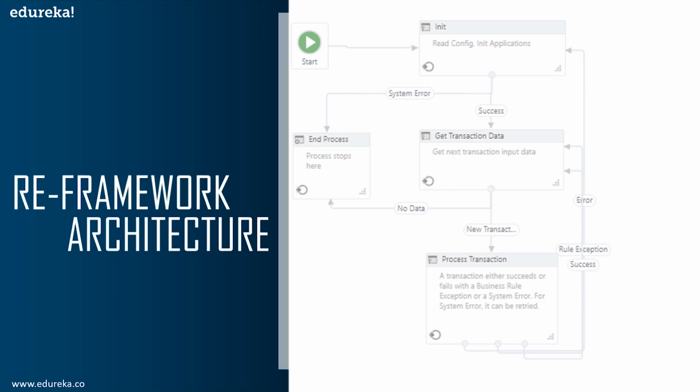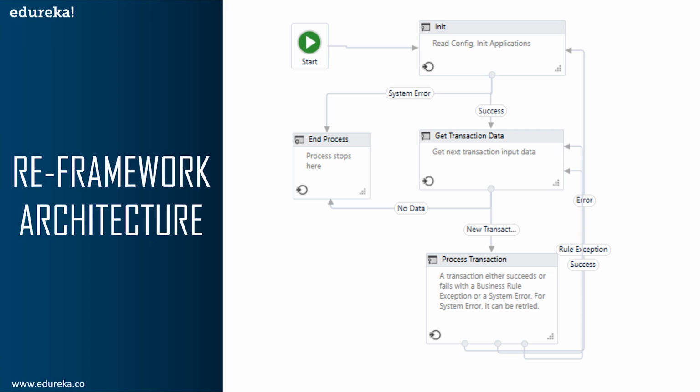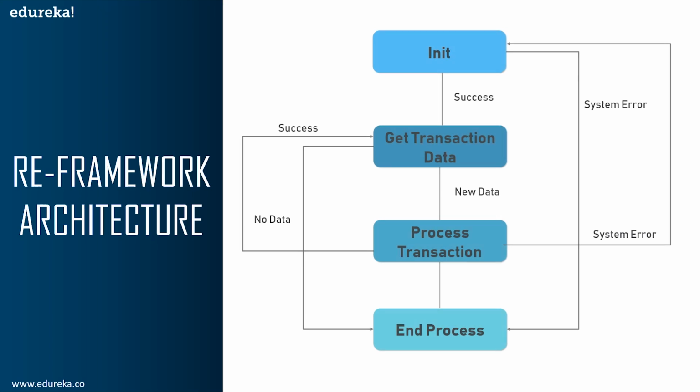So the RE framework architecture basically uses the state machine diagram, as you can see on my screen. It has 4 states: the init state, the get transaction data state, the process transaction state, and the end process state. Before I move forward with the explanation of each and every state in detail, let me give you an overview of the complete workflow of this RE framework.